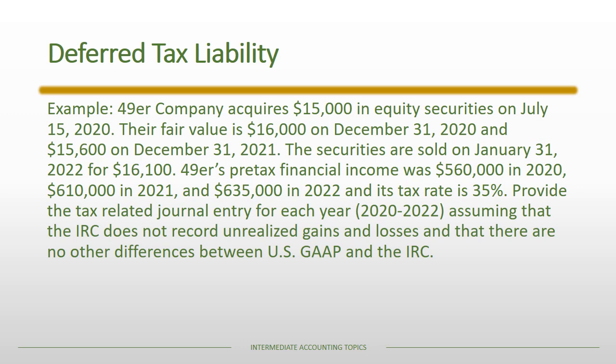We're going to assume that the Internal Revenue Code does not record unrealized gains and losses, which means they're not going to record anything related to this asset until it's sold. And of course, under US GAAP, we do record unrealized gains and losses, and so there's going to be a temporary difference between the two systems.